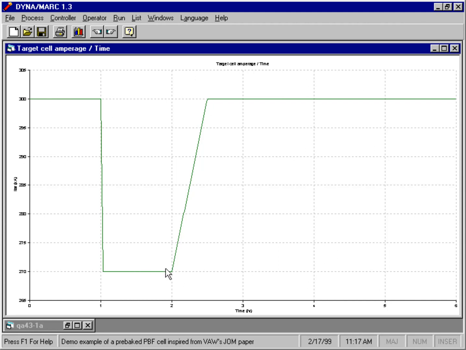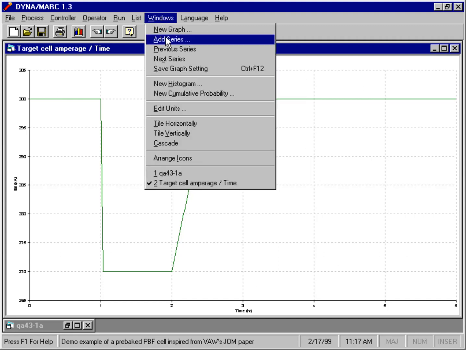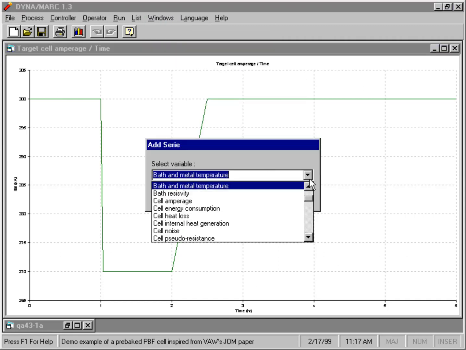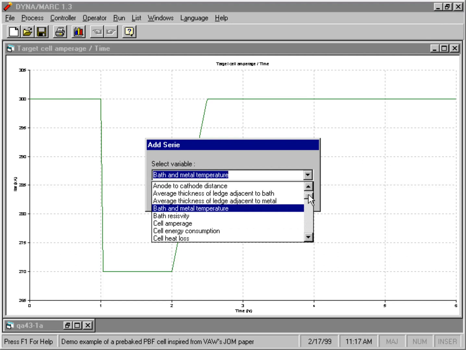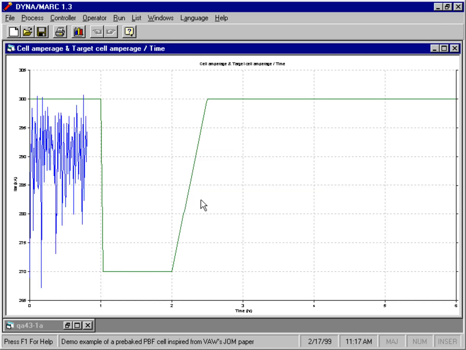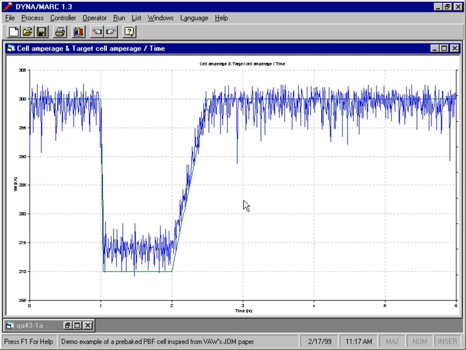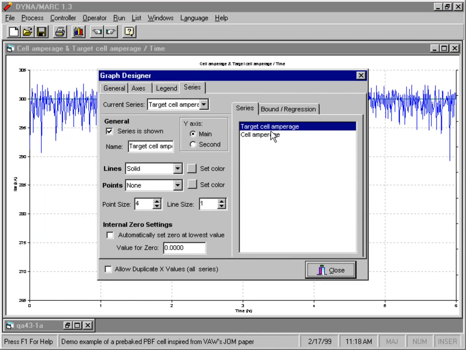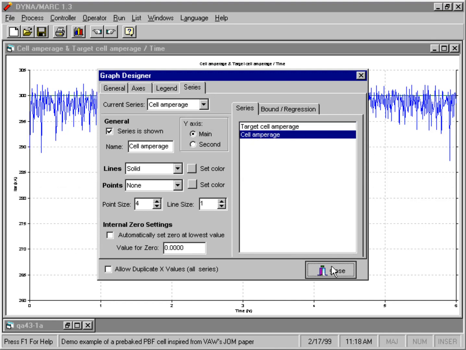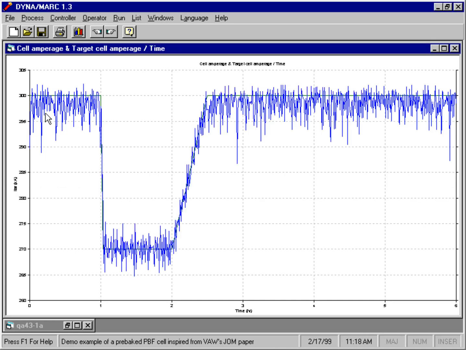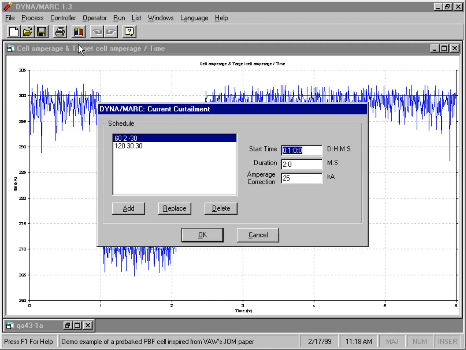This curve is the target amperage, and we can add the real amperage that was obtained, them on the same scale. So this is the actual simulation of the amperage considering the noise of the rectifier. This was obtained by programming the current curtailment panel.